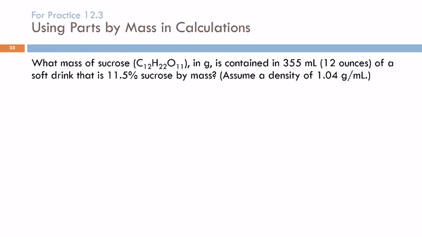So using these things, these parts by mass, for example, in calculations, we need to know how to do this. So what mass of sucrose, and they give us the formula there, in grams is contained in 355 milliliters of a soft drink that is 11.5% sucrose by mass. And it says assume a density of 1.04 grams per milliliter. So there's a bunch of numbers in there, and we need to kind of pick this out. So first of all, what are we trying to find? The mass of sucrose. What mass of sucrose? So we're trying to find out how many grams of sucrose.